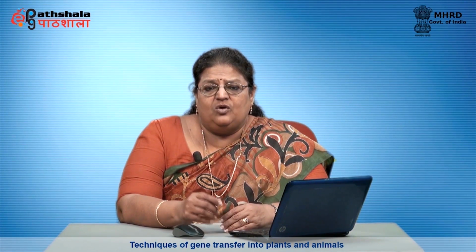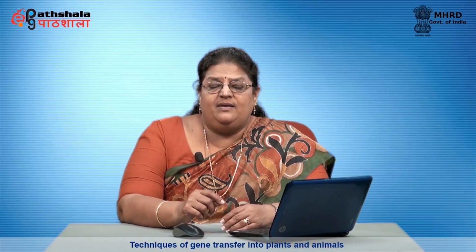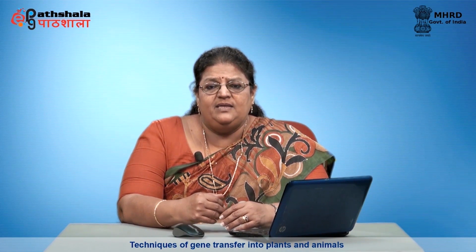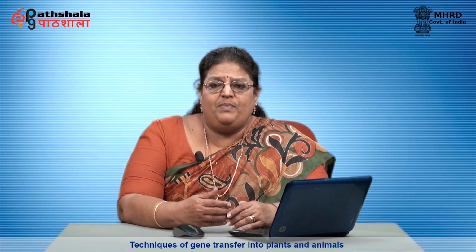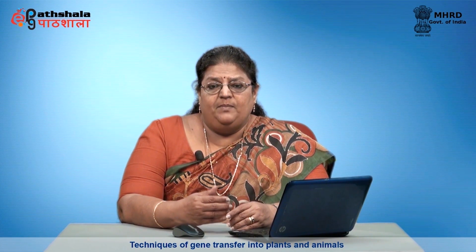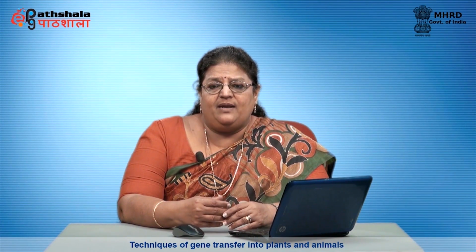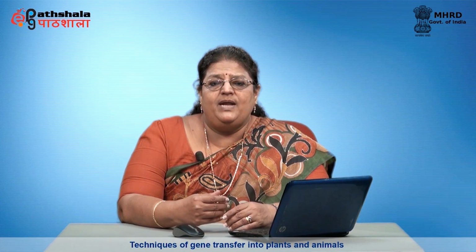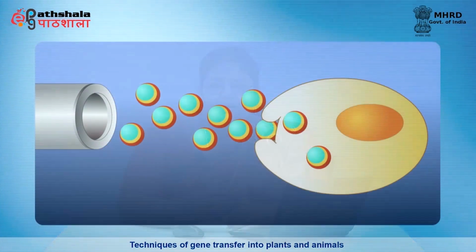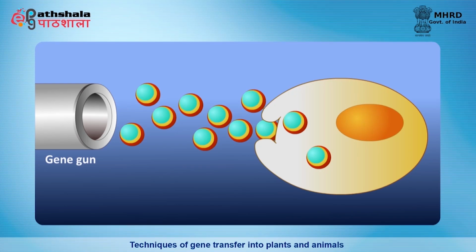We saw that the gold or tungsten particles are extremely small in size. For this reason, they are called microcarriers. In order to carry these microcarriers over to the plant tissue through the gene gun, bigger particles called macrocarriers, which are also called bullets, are used. The macrocarriers carrying the DNA coated microcarriers are loaded onto the gene gun and fired at the plant tissue, that is the recipient of the gene of interest.